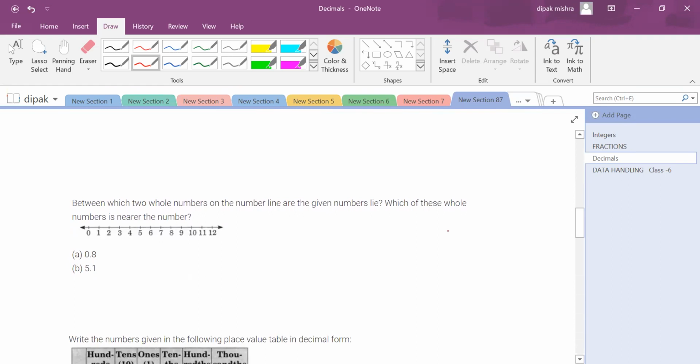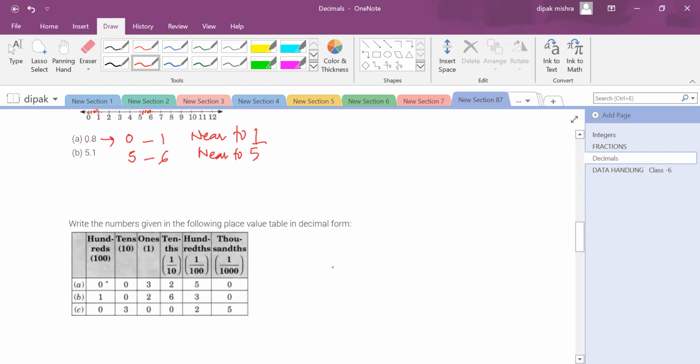Next question. Between which two whole numbers on the number line do the given numbers lie? Which of these whole numbers is nearer the number? If you see over here 0.8, it lies between 0 and 1, right? Because the ones place is 0, it will be 0 and 1, and it is divided into 10 places, so it is somewhere near to 1. So it lies between 0 and 1, and it is near to 1. Similarly, 5.1: you divide 5 and 6 into 10 places, each place is 1 unit long, so it lies between 5 and 6, and it is obviously near to 5, because if you divide it into 10 places and I have to count only 1 place, that number is near 5. So the answer is between 5 and 6, and it is near to 5.